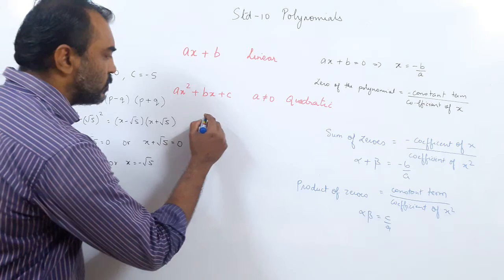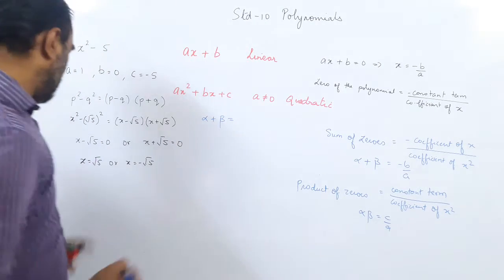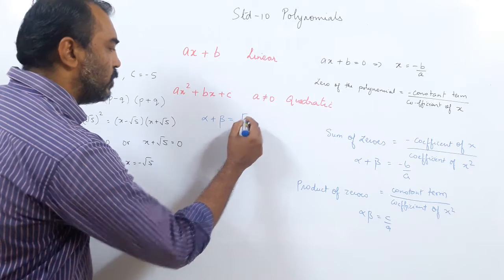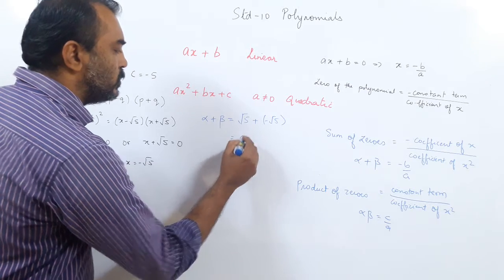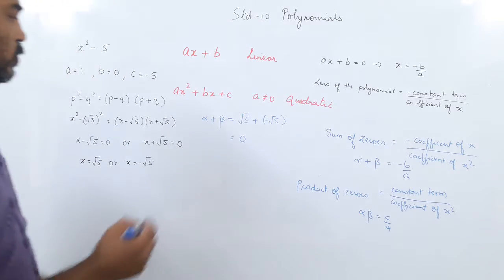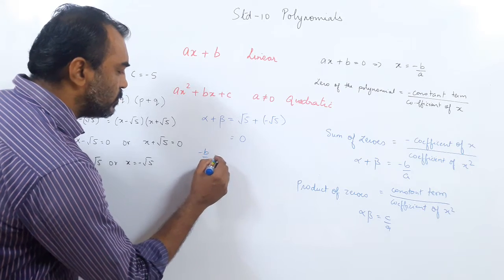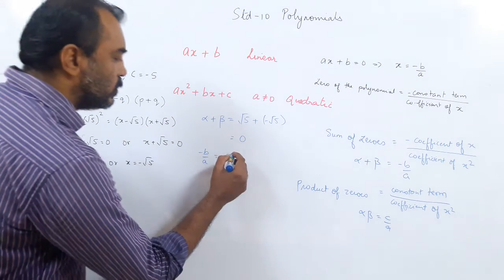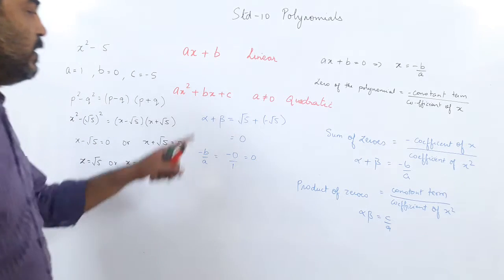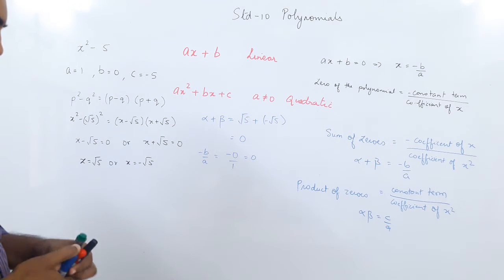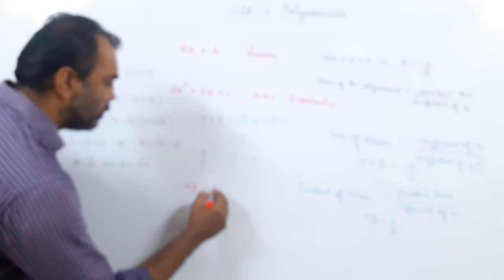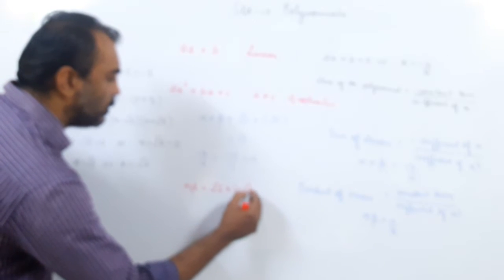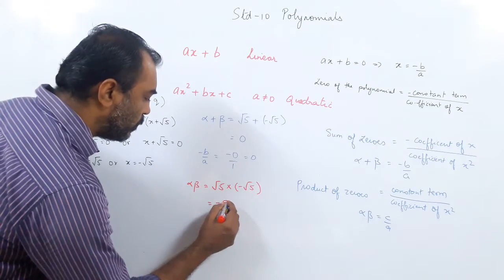Now let us check alpha plus beta by adding them: root 5 plus minus root 5 equals 0. When I add these, I get 0. Minus b upon a: what is b? 0. So 0 upon 1 is 0. So I verified alpha plus beta is minus b upon a. Let us check the product. Alpha into beta is root 5 into minus root 5. Root 5 into root 5 is 5, so I get minus 5.